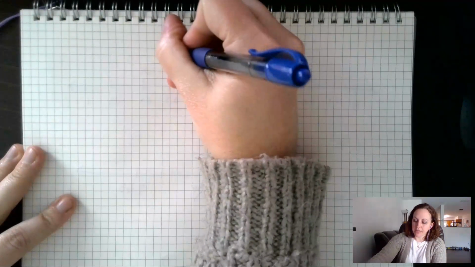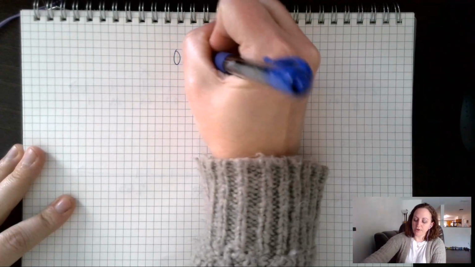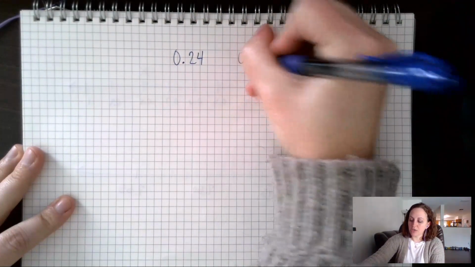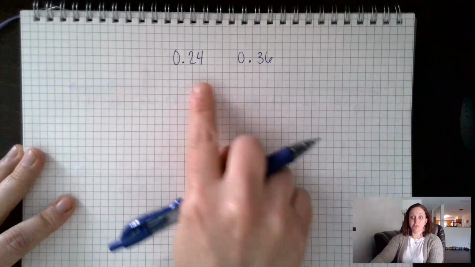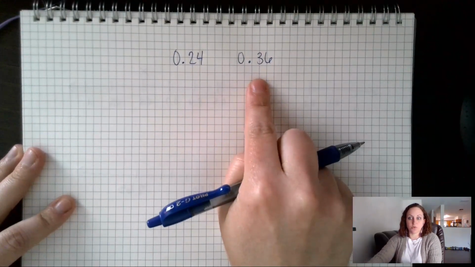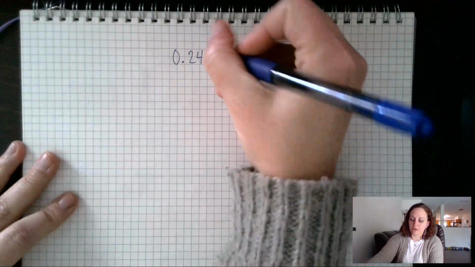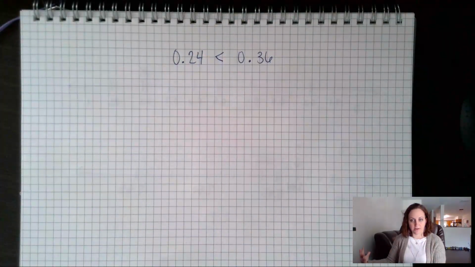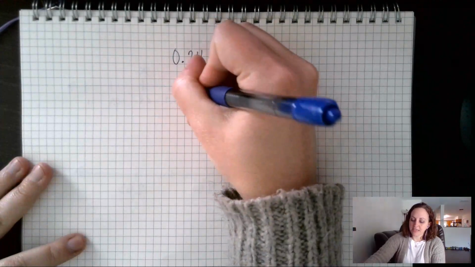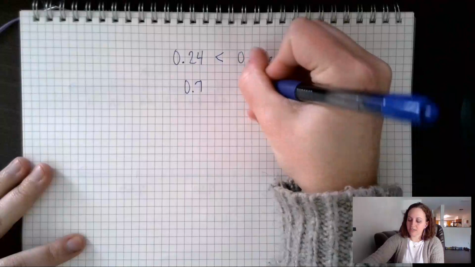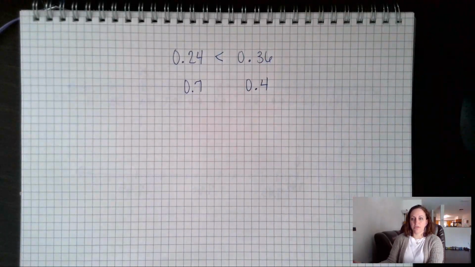So, again, I want you always to think about decimals like money, all right? If I see, for example, 24 hundredths and 36 hundredths, this is 24 cents and 36 cents. Which one's more? 36 cents is more. So 36 hundredths is more. All right. If I see 7 tenths and 4 tenths, which one is more?